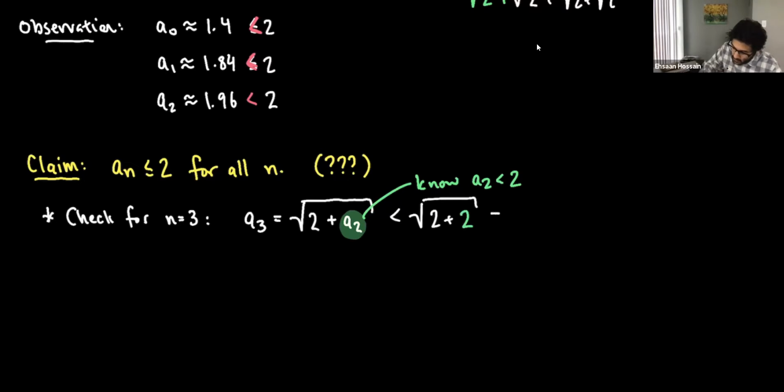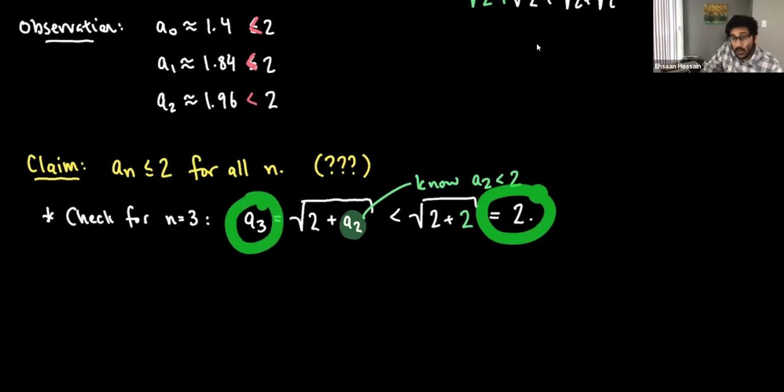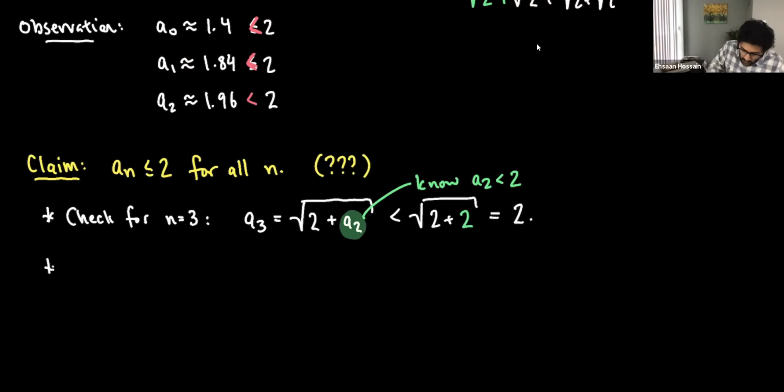And now I just calculate. Root of 2 plus 2 is root of 4, which is 2. So I proved it. A3 is less than 2, and I didn't use my calculator. All I did was look at the case I already had proven before. So how about if I wanted to prove this for n equals 4? What would I do for n equals 4? Same thing, right? I just make reference to the previous case.